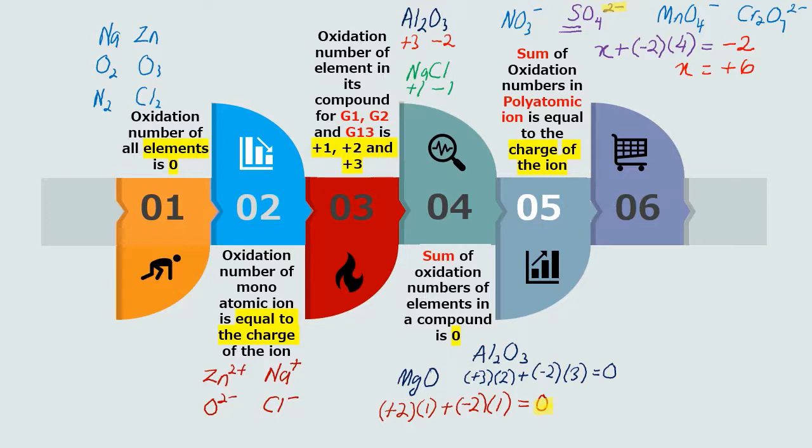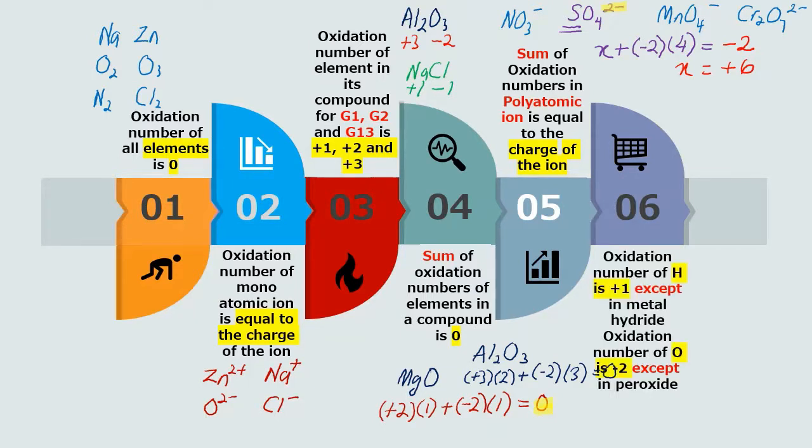Now, the last rule of oxidation number is number 6. It is said that the oxidation number of hydrogen is plus 1, the same as the oxidation number of hydrogen in hydrochloric acid, except in metal hydride. The oxidation number of oxygen is negative 2 except in peroxide. So you will come across these uncommon oxidation numbers later on.